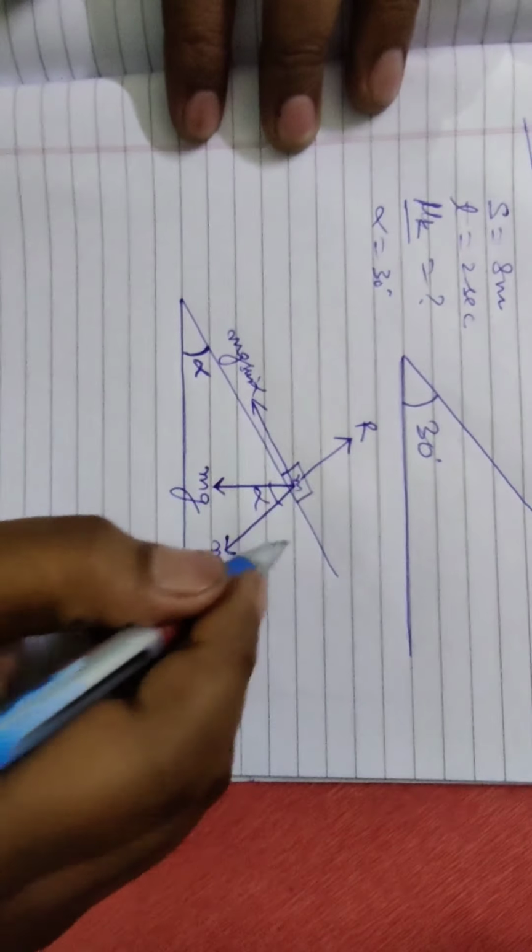And now we apply Newton's second law for the block. So the net force on the block in the x direction is mg sin alpha minus f. So mg sin alpha minus f is equal to mass times acceleration. This is the third equation. So we have written all the necessary equations, and now we will do the necessary calculation.